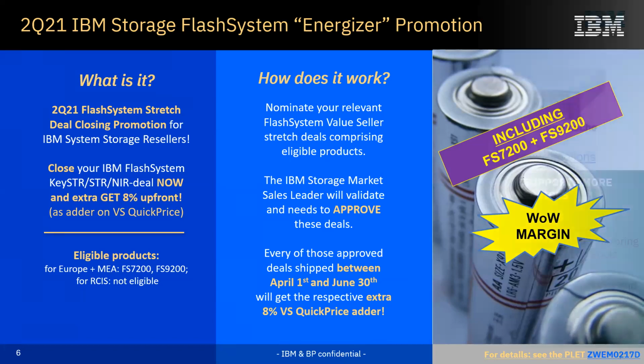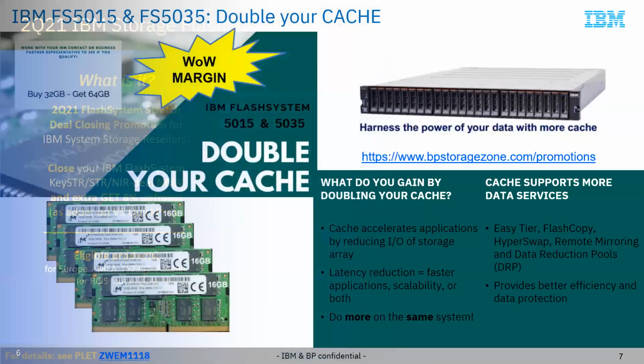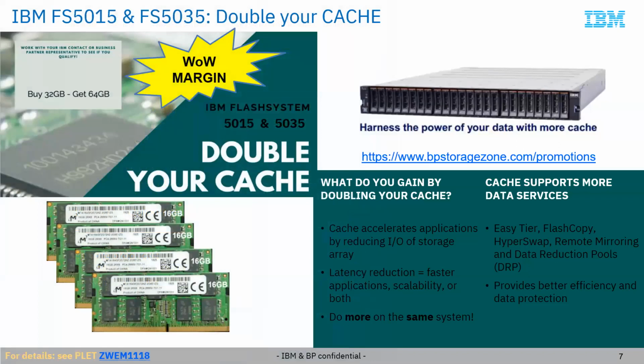For the 5015 and the 5035, double your cash is back. So you buy 32 gig, you can get 64 gig for free. Again, you can pass the saving on to the customer or you can pocket the margin. So don't forget that for the 5015 and the 5035.